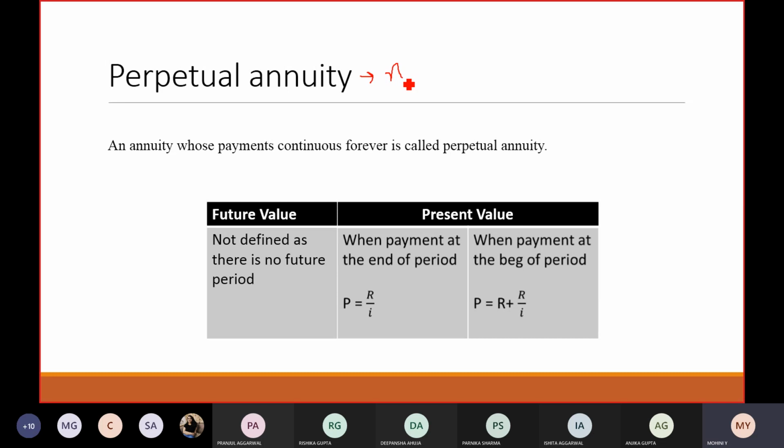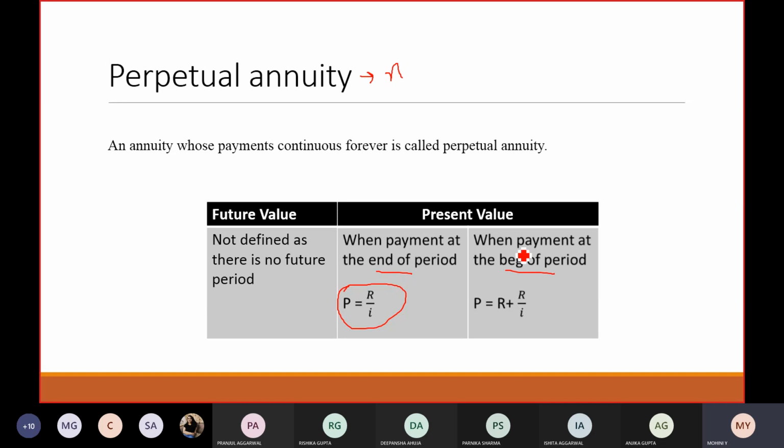Okay, so these are the two formulas. Future value, there is no future value because there is no future date, right? It is continuing till infinite. So there is no future value. For present value, it is divided into two parts: when the payments are being made at the end of the period or at the beginning of the period. So whenever they are being paid at the end of the period, this is the formula, that is the annuity divided by the rate of interest. This is the present value.